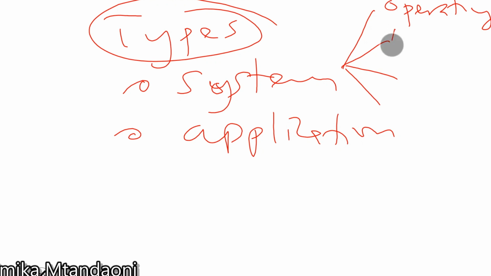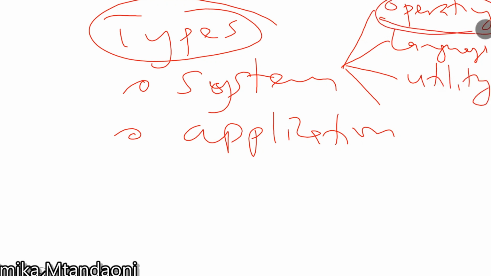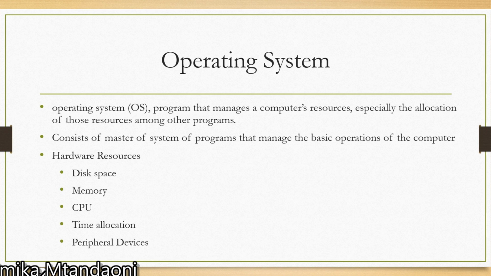We have another one that is called the language translators. We have others that we call utility programs. Now our focus will be on the operating system. We need to understand what is operating system. So let us proceed. As we have talked about these basic operations of a computer, that's what we have talked about.